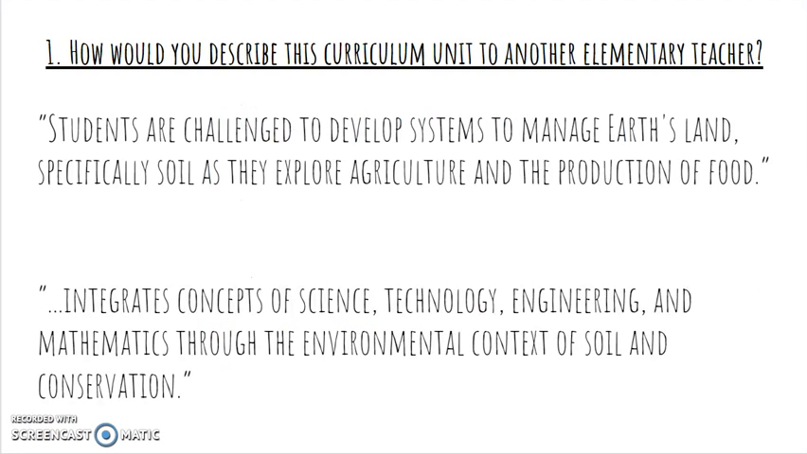So to begin, for the first question, I noticed these 2 sentences in the overview and they stood out to me as a brief summary of what the unit is all about. They are, students are challenged to develop systems to manage Earth's land, specifically soil, as they explore agriculture and the production of food. And the other one is, integrates concepts of science, technology, engineering, and mathematics through the environmental context of soil and conservation. So then after I would tell them about these quotes, I would go through and describe each of the things that are involved throughout this unit.